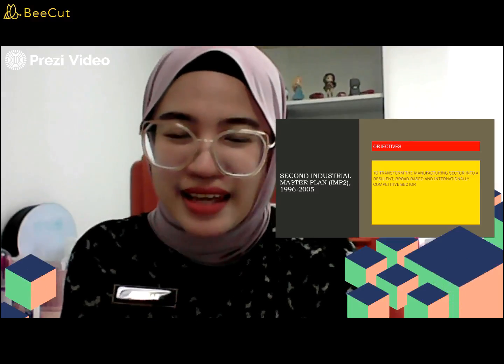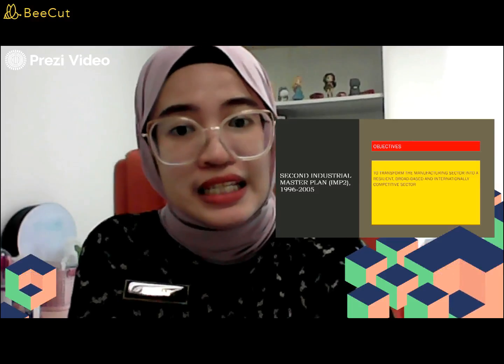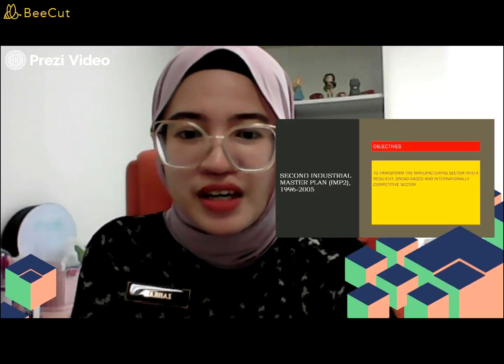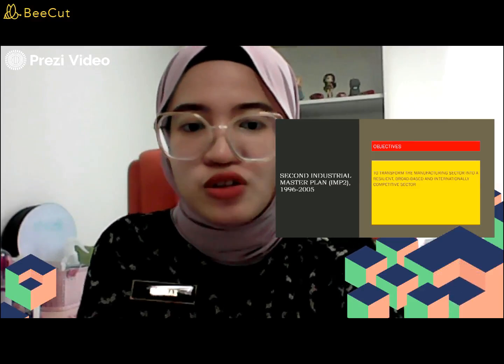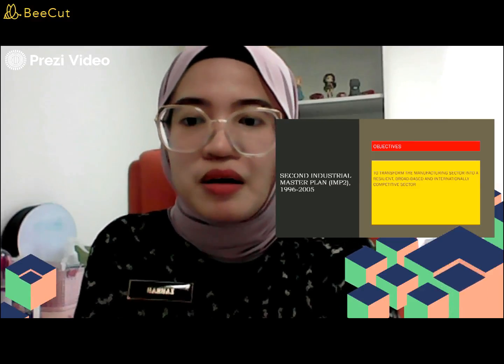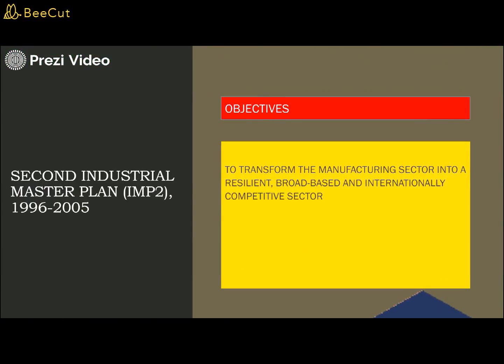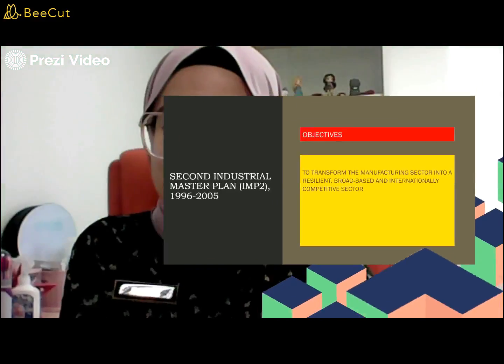So now class, let's take a look at the second Industrial Master Plan, IMP2, which was initiated from 1996 to 2005. In 1996, it was implemented to focus on realizing Malaysia's vision to become an industrialized country and promoting a balanced and internationally competitive economy. This endeavor requires further effort in encouraging R&D, design capabilities, integrated support industries, distribution and marketing activities. The objective here is to transform the manufacturing sector into a resilient, broad-based and internationally competitive sector.